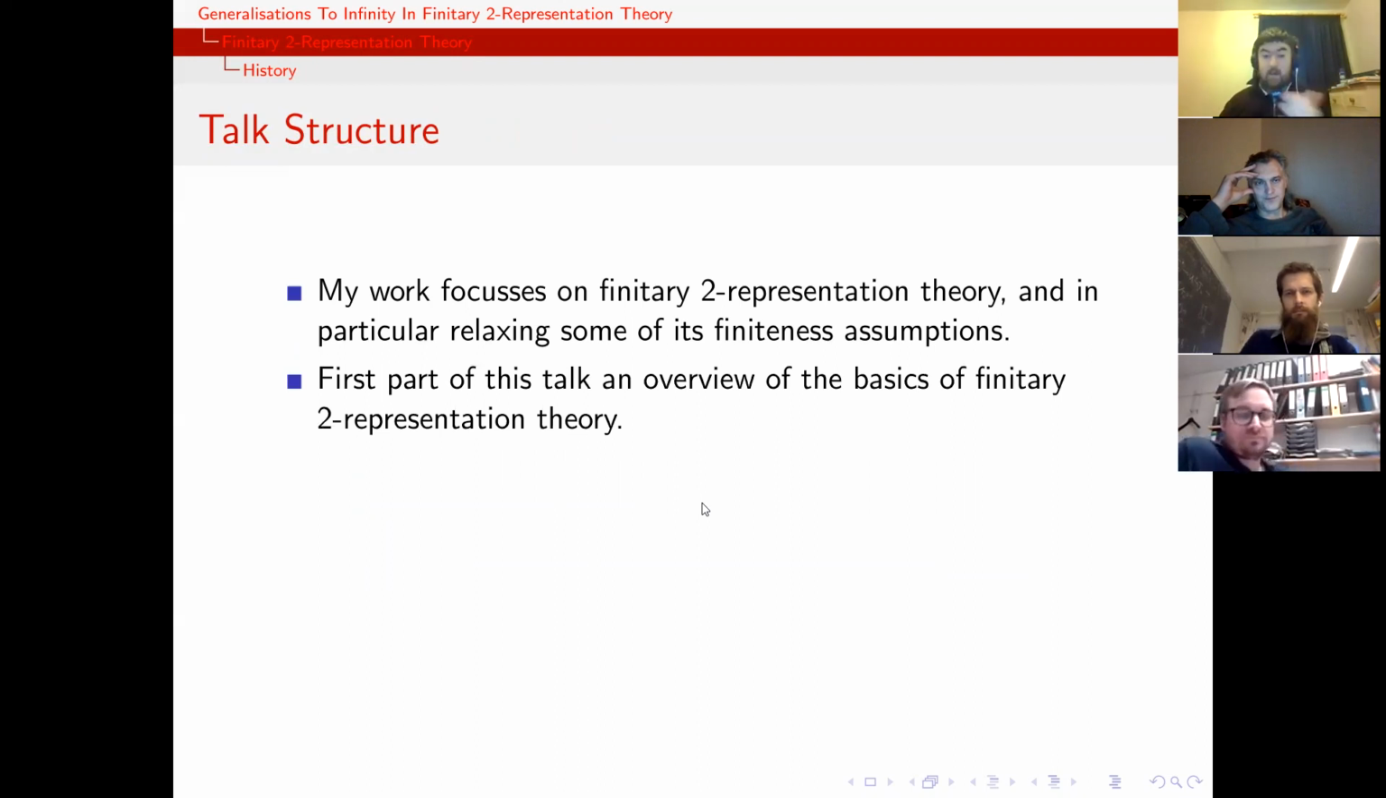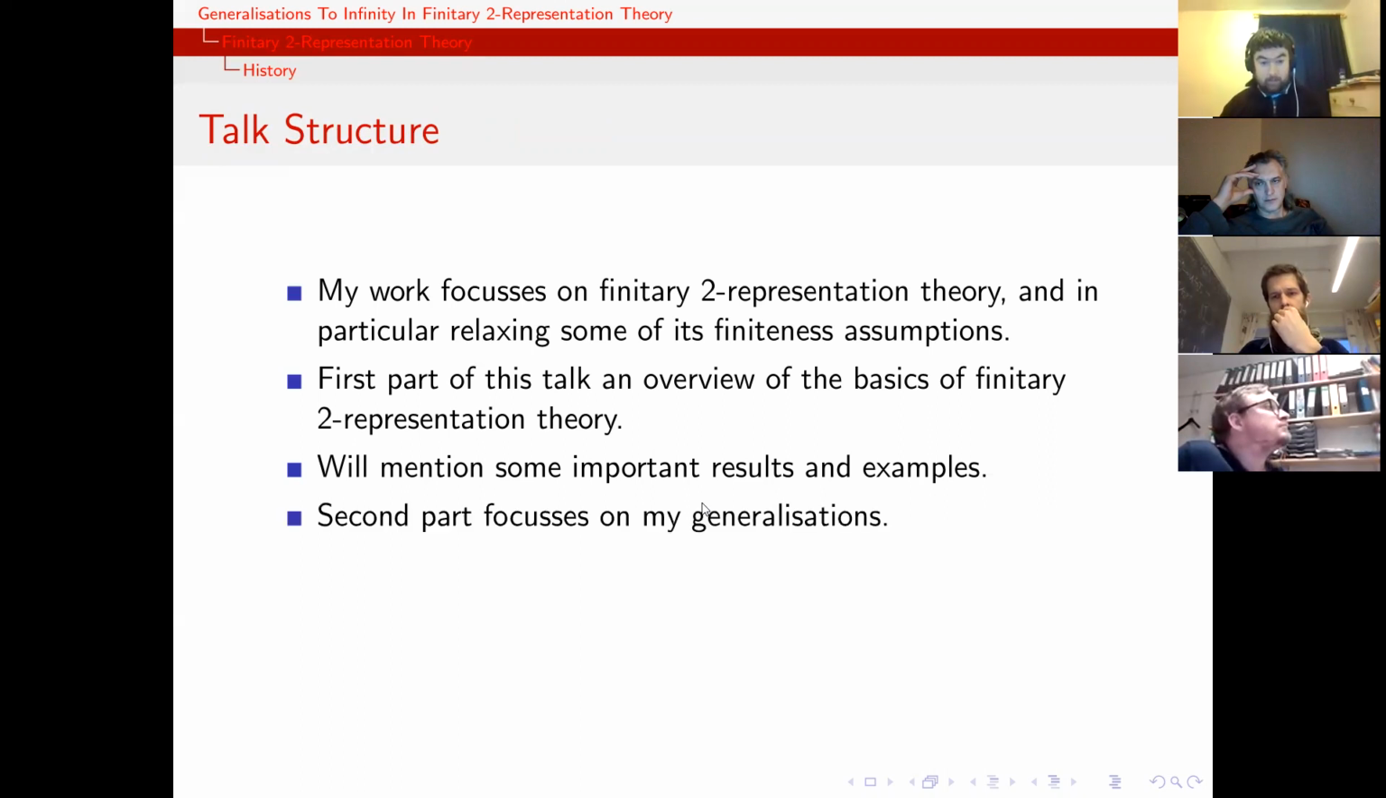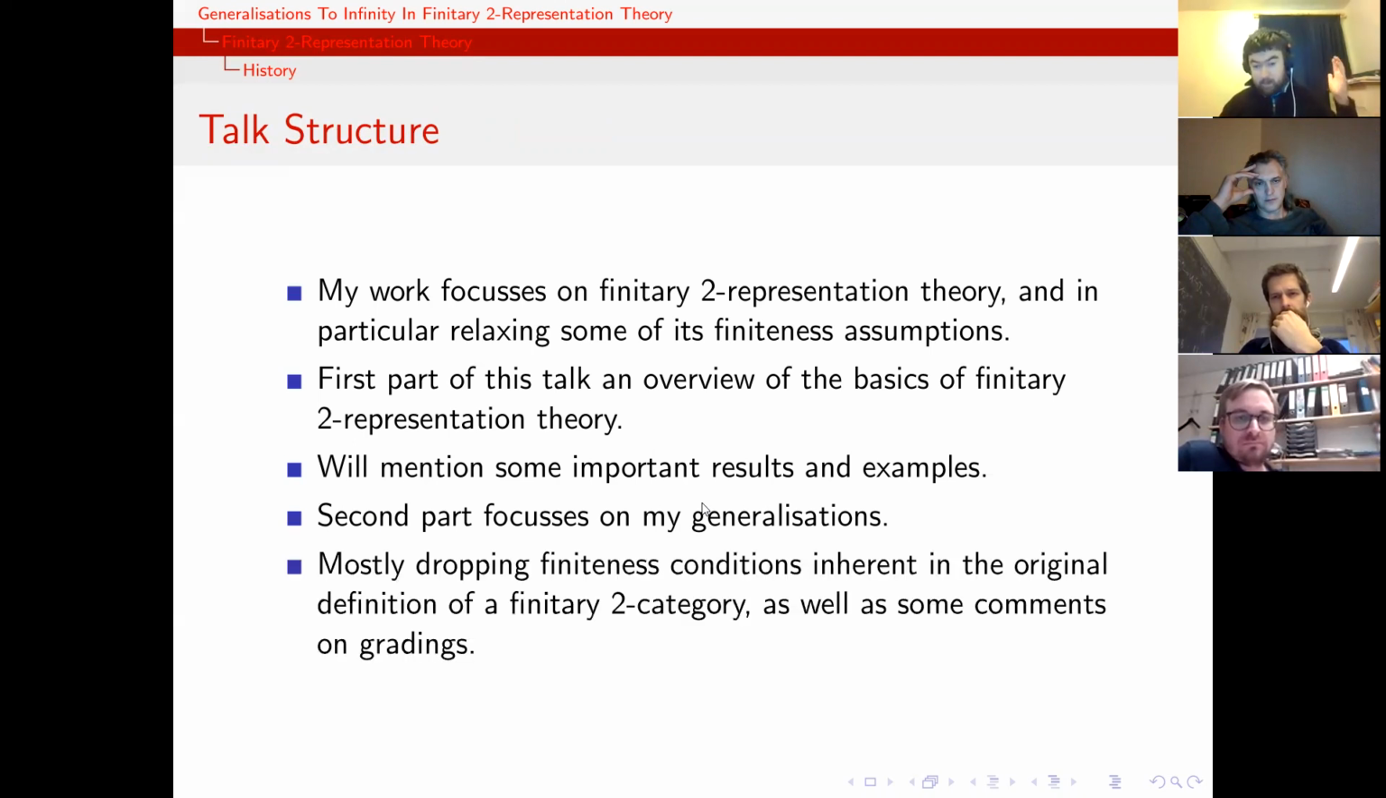So to start with, I will give the overview of this classical theory with all the finiteness assumptions intact. And I will mention some important results as well as some useful examples that turn up. And then the second part of the talk, I will talk about my generalizations. So this is the finiteness condition generalizations, and I will also mention some related work on introducing a grading as well.